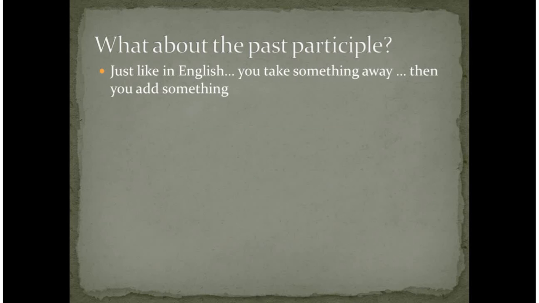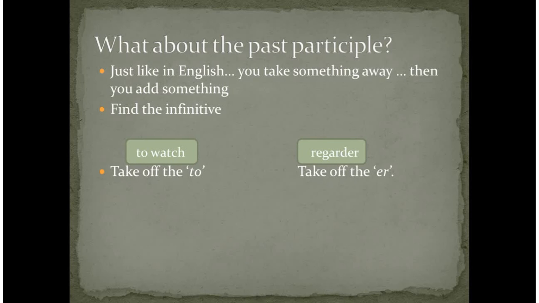Okay, so let's look now at the past participle. So just like in English, you take something away and then you add something. So we'll find the infinitive of the verb, so find which verb we want to use. For this example, we're going to use to watch. In French, regarder. So first of all, we need to take something away. In English, we take away the to, and in French, we take away the er at the end of the verb. So we end up with watch and regard.